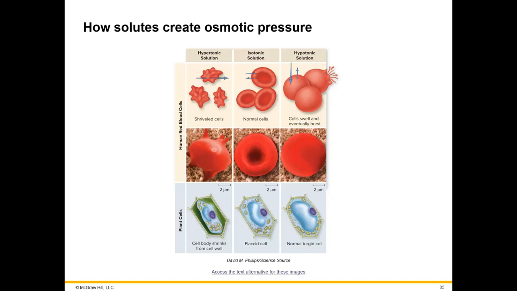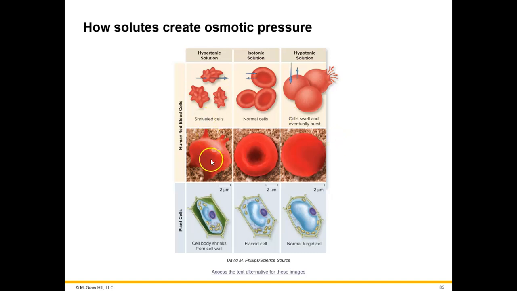Here you can see what our cells look like in a hypertonic solution. So that means more solute than water. And then here we have what our cells look like in an isotonic solution, where we have an equal balance of water inside and outside of the cell. That's isotonic. And then here you can see our cells in a hypotonic solution, meaning that we have more water inside the cell relative to the amount of solute outside of the cell.